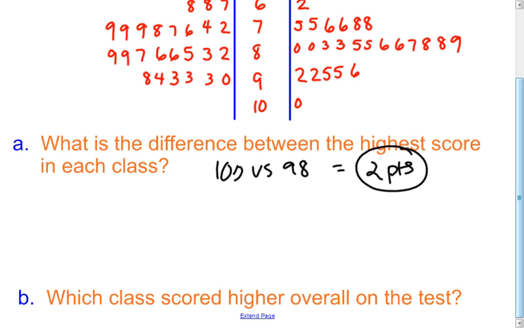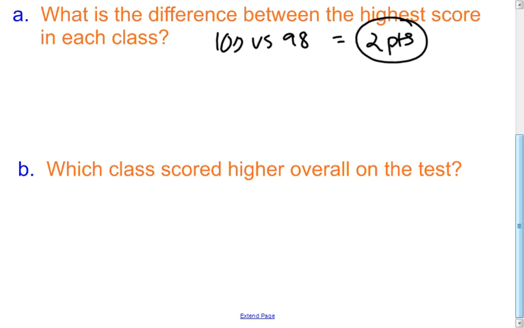And so the question is, which class scored higher overall on the test? And the problem is, it's hard to know necessarily how do you answer that? Do I go by the mean? Do I go by the median? Or do I go by the mode? So we're going to kind of just answer or analyze this, okay?